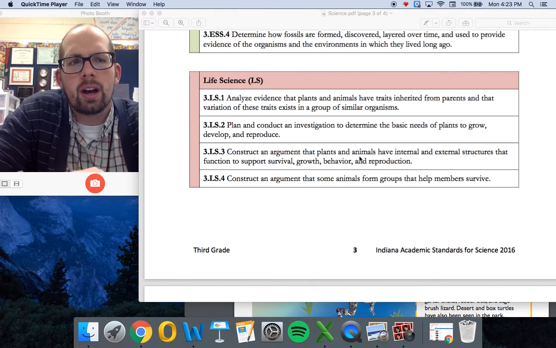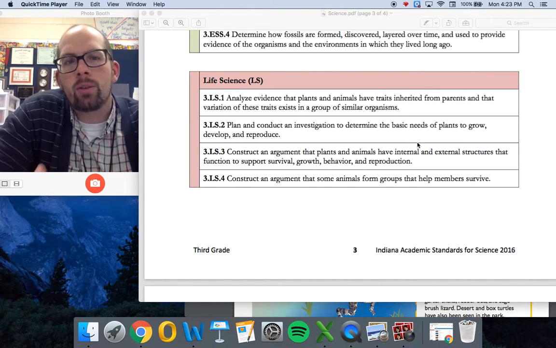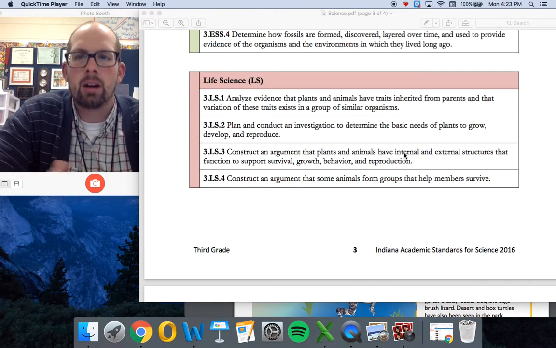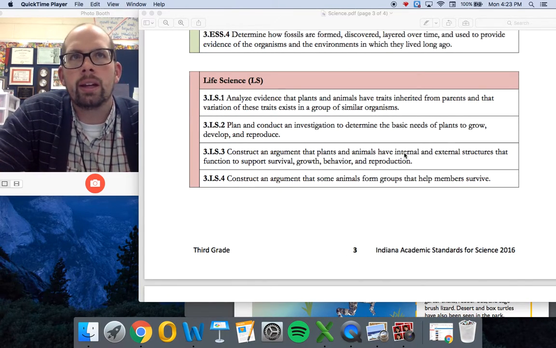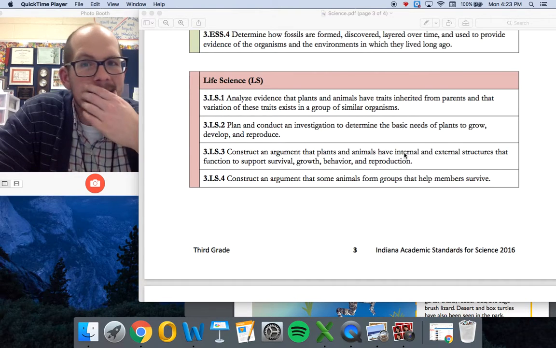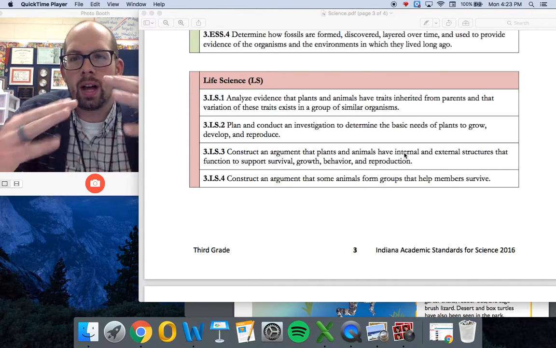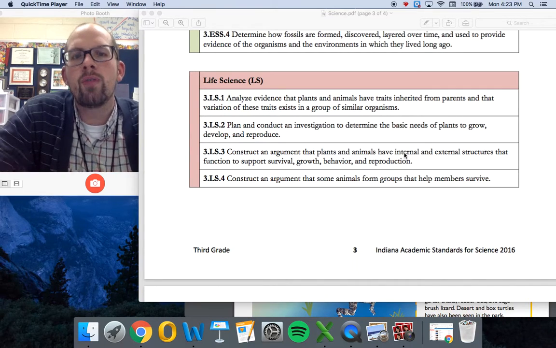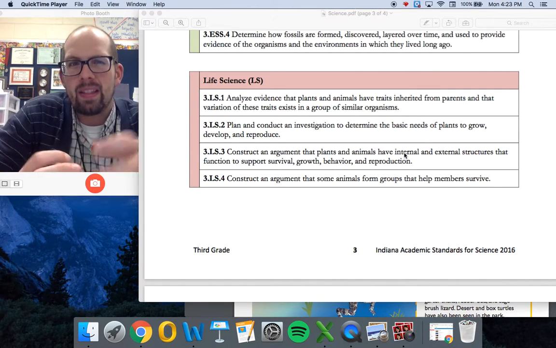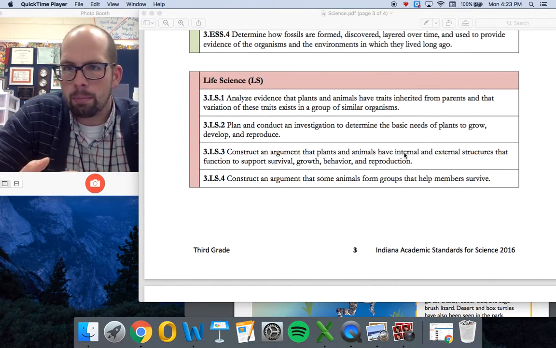So let's talk about maybe just like a cat. Okay, so a cat has internal structures. It's got a heart and lungs and, probably kidneys and a liver and all that good stuff. It's got bones that hold it all up and muscles that make it all move. That's all inside the body. That's all internal. It's got a little cat brain.